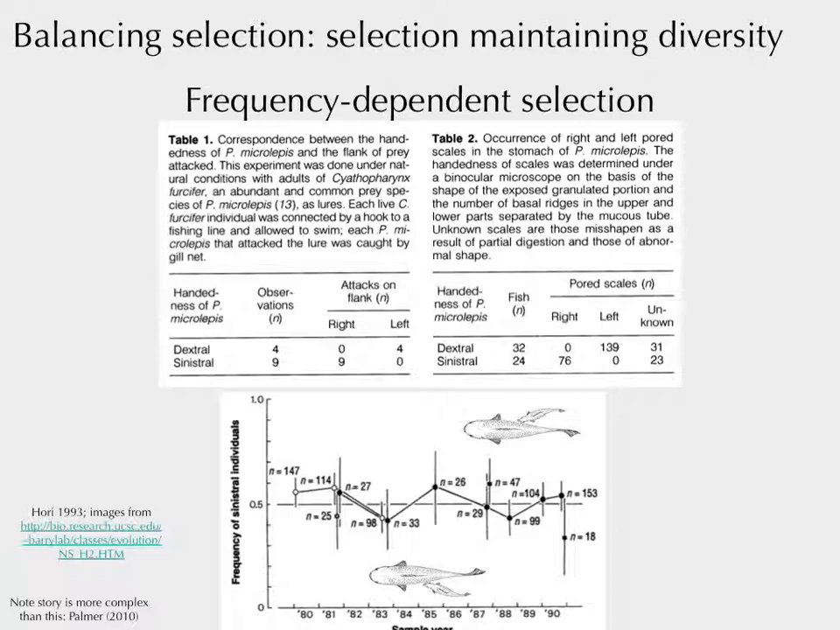Right? Same thing with selection. There's always selection for being the rarer phenotype. If everyone's looking for a righty and you're a lefty, great. And so we see through time the ratio of lefties and righties shift, because when one becomes more common, the other kind is more adapted and has more fitness, and the ratio gets pulled back down that way. So that's an example of frequency dependent selection.